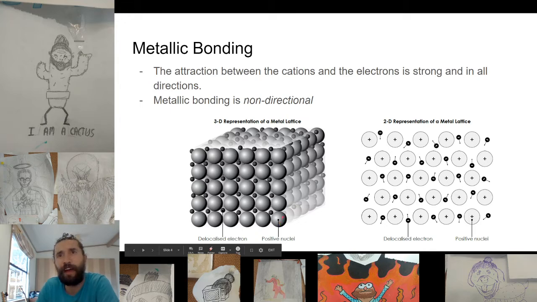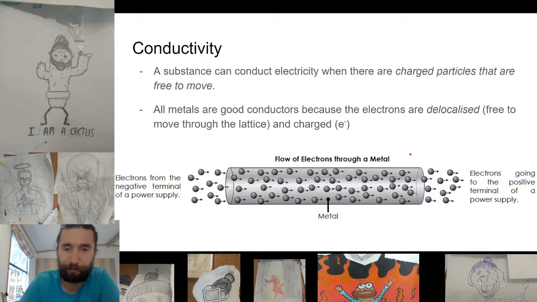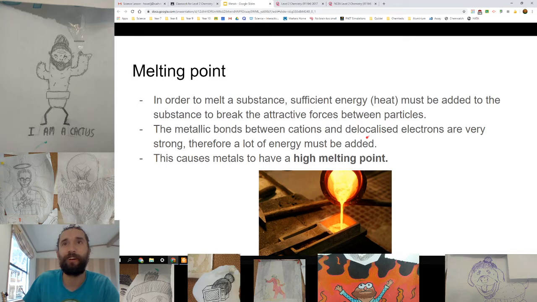So the attractions here are between the metal atoms and the delocalized electrons. And the important thing to know is that these attractions are strong. It says so there. So in this question, you're going to say the metallic bonds between atoms and delocalized electrons, cations, are very strong. Therefore, a lot of energy must be added. Because a lot of energy must be added, that's going to cause them to have a very high melting point. All right, that's that for my slides.